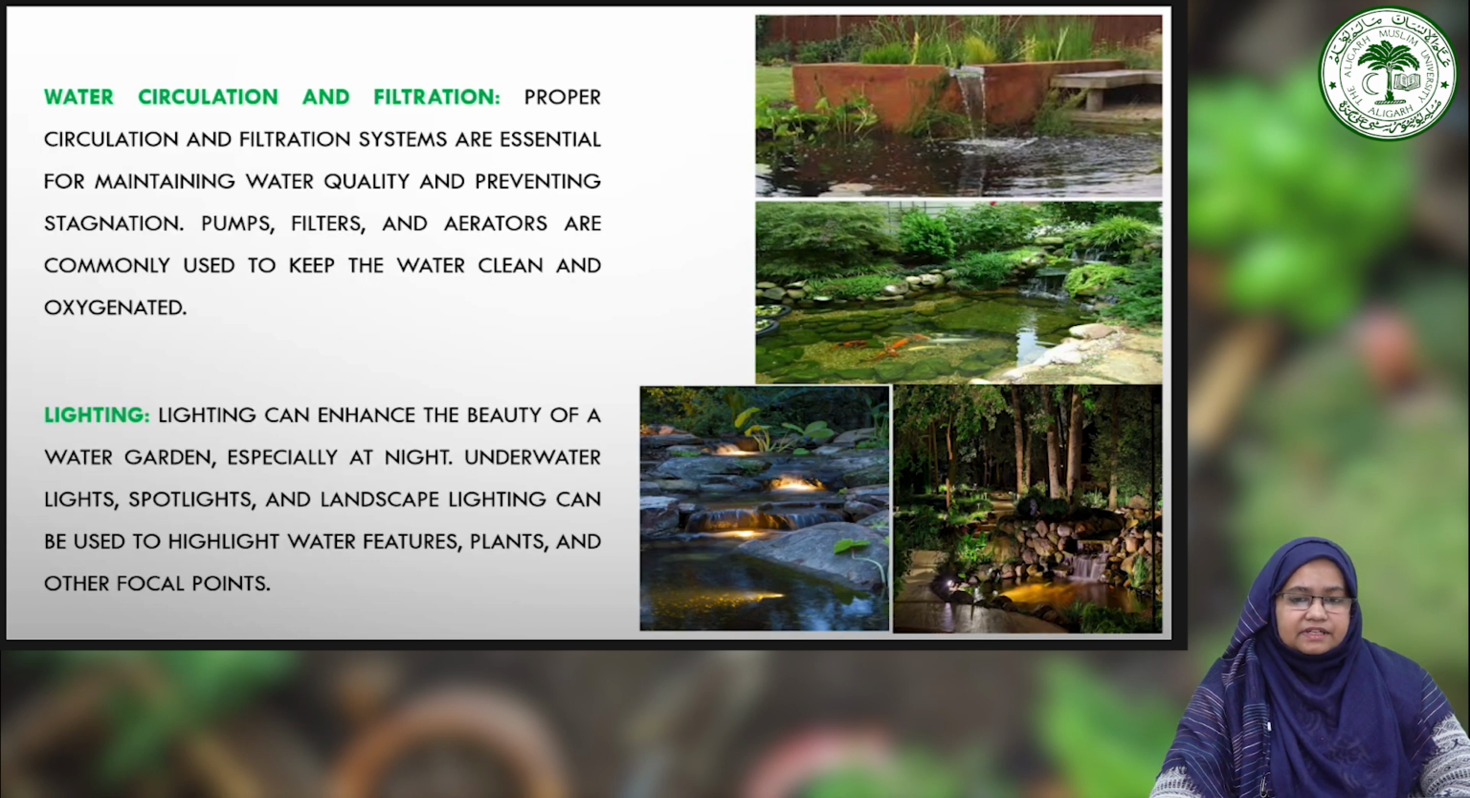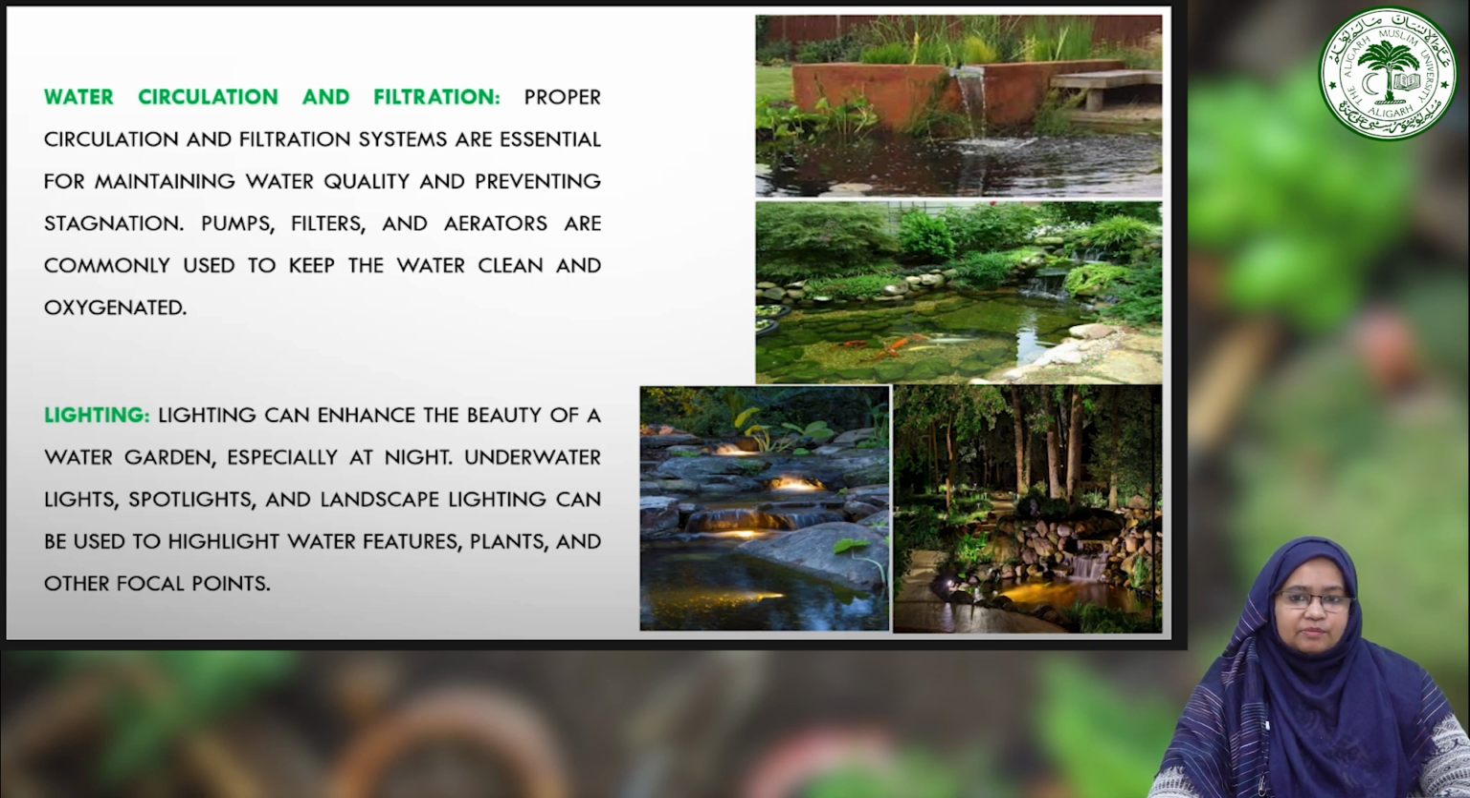The next element in a water garden is circulation and filtration. Effective water circulation and filtration systems are crucial for preserving water quality and preventing stagnation. Utilizing pumps, filters, and aerators is standard practice to ensure clean and oxygenated water, because water bodies have animals and plants and they require oxygenated water for their survival. So, water circulation and filtration is a very important element in the water garden.